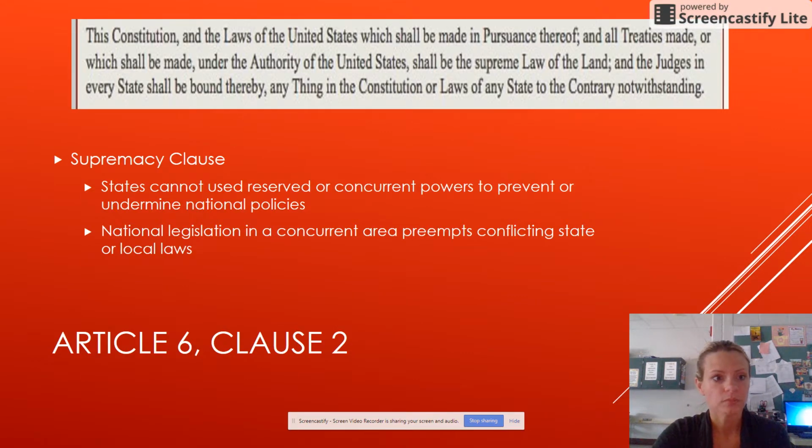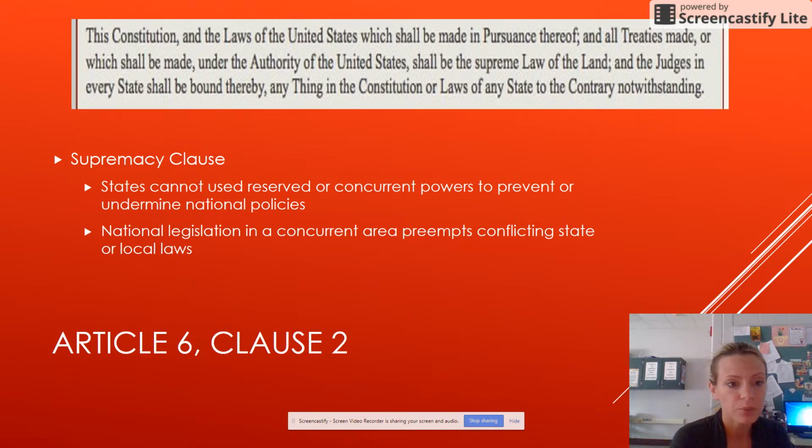All right, the supremacy clause, Article 6, Clause 2 is extremely important. This Constitution and the laws of the United States, which shall be made in pursuance thereof, and all treaties made or which shall be made under the authority of the United States shall be the supreme law of the land, and the judges in every state shall be bound thereby. Anything in the Constitution or laws of any state to the contrary, notwithstanding.